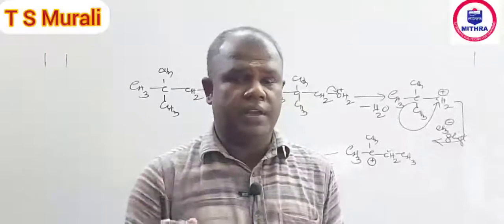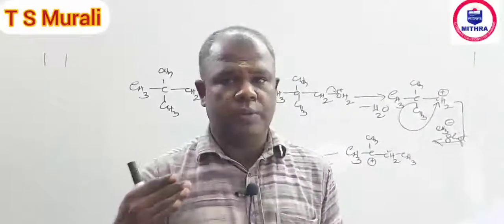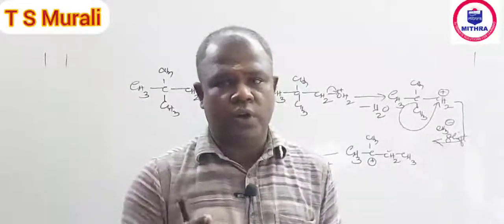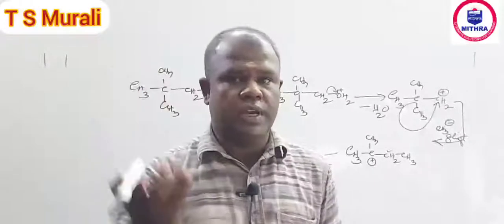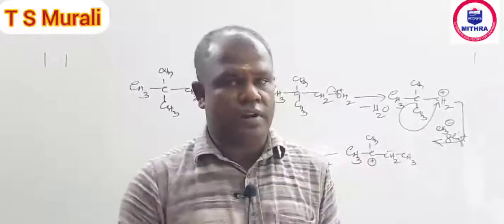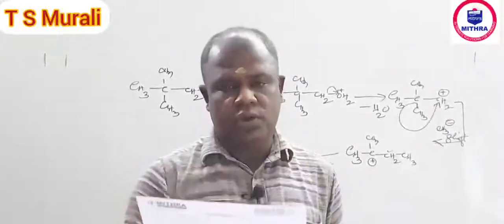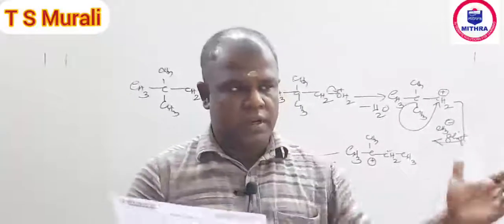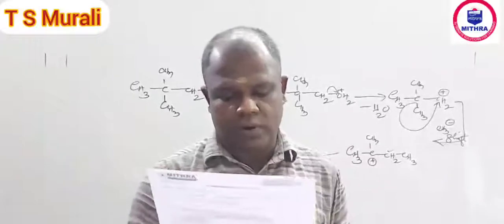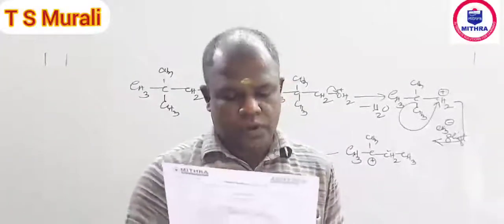So automatically, when we are passing steam through a mixture of ortho and para nitrophenol, ortho-nitrophenol is moving along with the steam. It is steam volatile, but para cannot. So steam distillation is the perfect method to separate ortho and para nitrophenol. Okay. Question number 10.